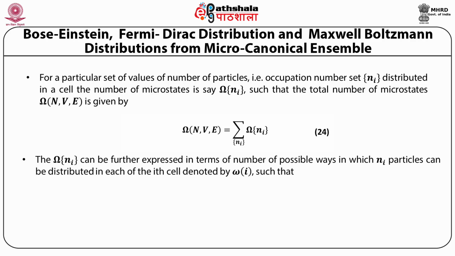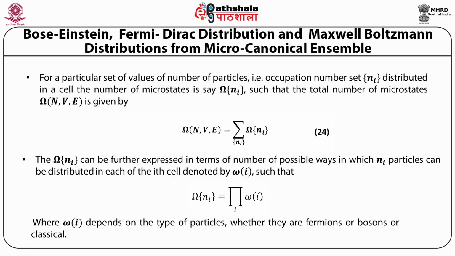The omega Ni can be further expressed in terms of number of possible ways in which Ni particles can be distributed in each of the ith cells denoted by omega i, such that omega Ni in turn is equal to product over i of omega i's, where omega i depends on the type of particles, whether they are fermions or bosons or classical particles.